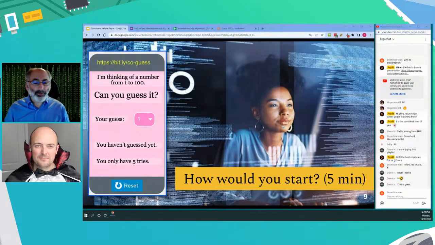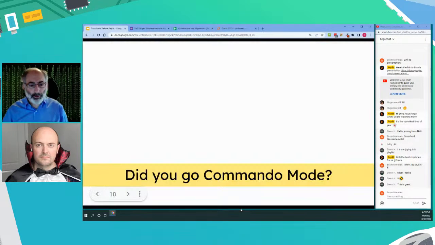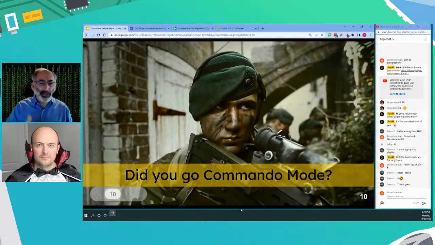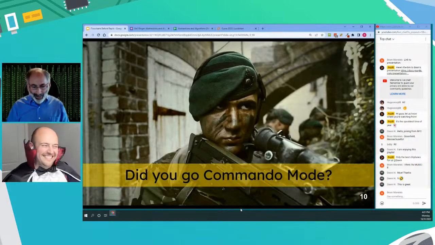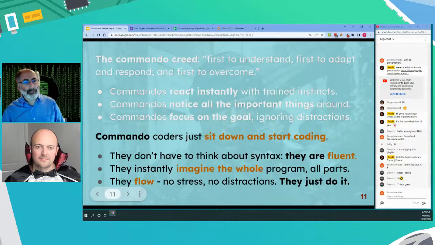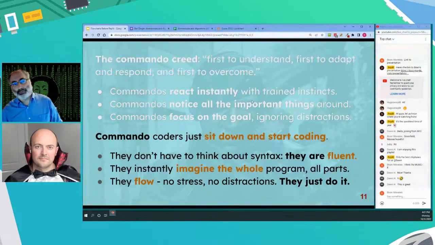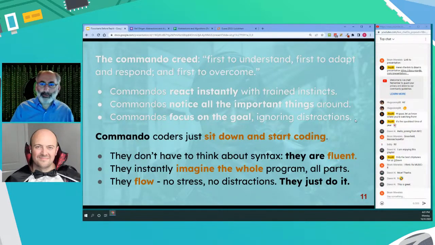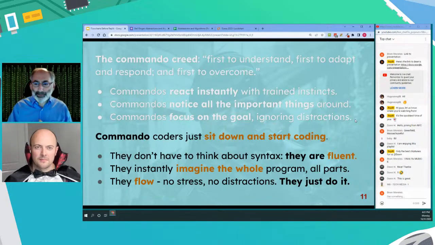And the ones that you very rarely find who go into flowcharting or pseudocode first are very much ahead, because they're not being caught up on these little details. So I call just going in and starting coding commando mode, and I use that term with my kids. So the commando creed is, I made this really lovely animation, but it's backwards. So I'm going to have to just read the white part to you. First to understand, first to adapt and respond, and first to overcome. That's what the commando says they are. And they react instantly, and they have trained instincts.